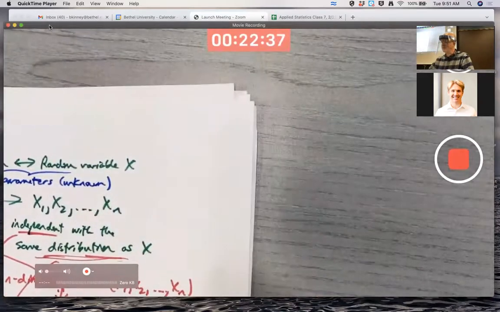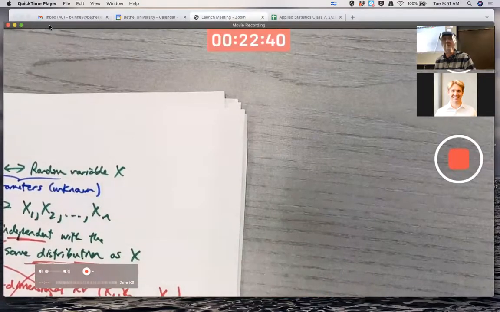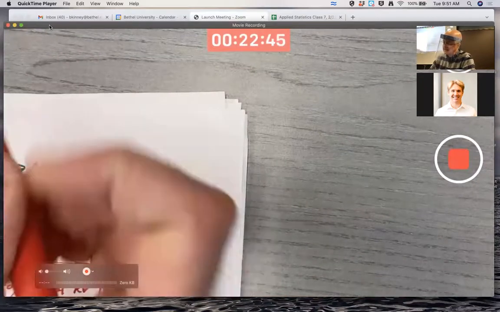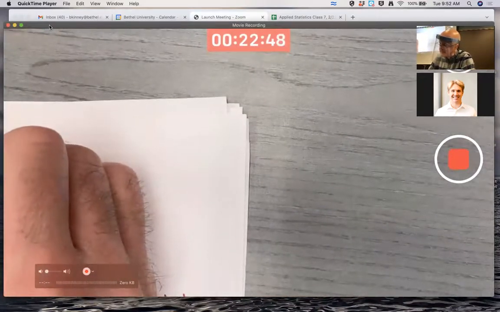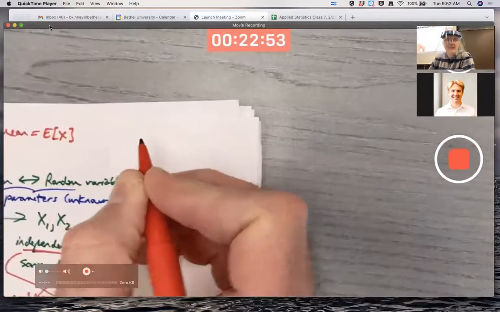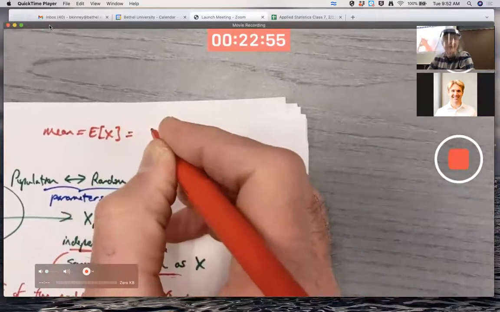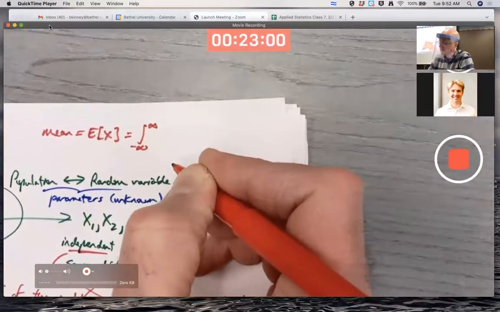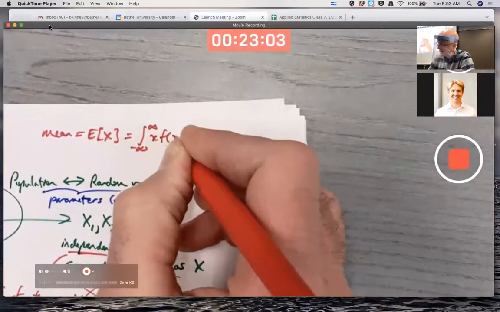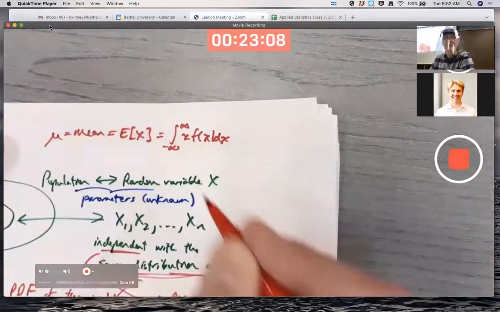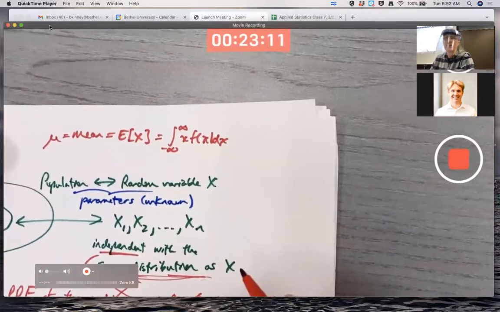A little side note here. If X is a continuous random variable, we know the mean. You don't have to write this down. We know the mean, the expected value of X, if X is continuous, is an integral in general over the entire real number line of x times the PDF. Call that mu, Greek letter mu. It's a population parameter. It's a number.